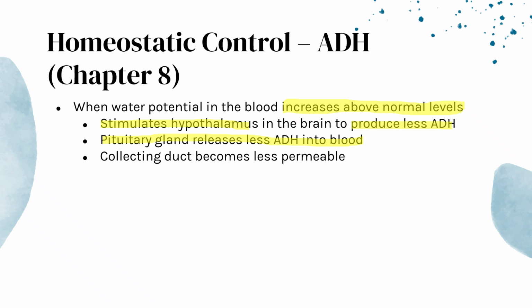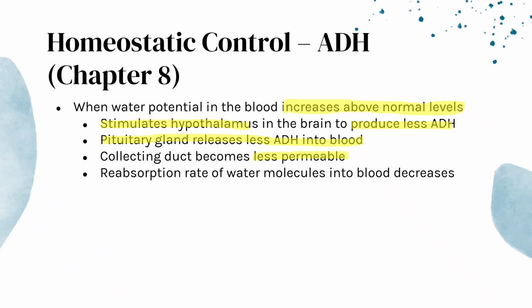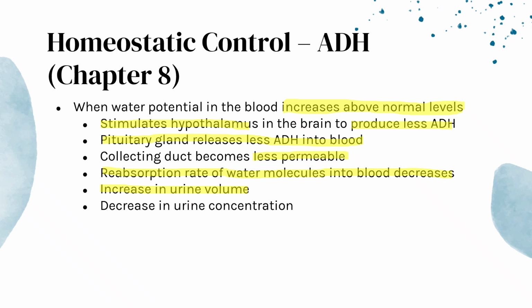Because the concentration of ADH decreases, the collecting duct of the nephron becomes less permeable. Because it is less permeable, the reabsorption rate of water will decrease. When the reabsorption rate of water decreases, more water is channeled as urine out of the body, and so the volume will increase. Because the volume increases, the concentration of urine will decrease.